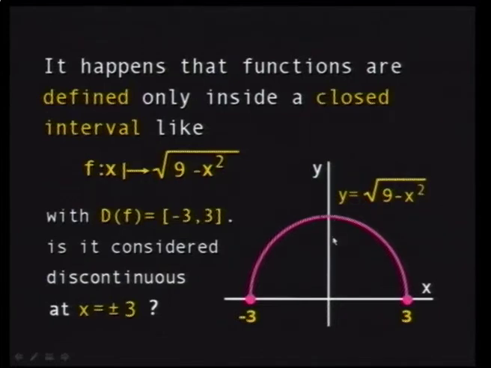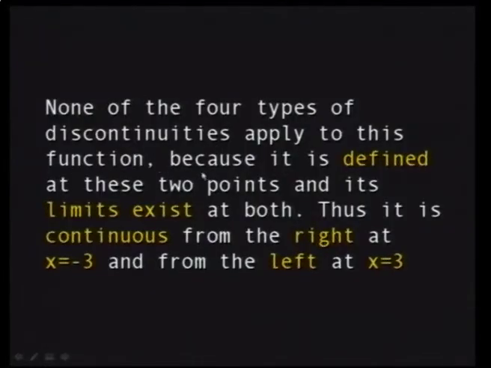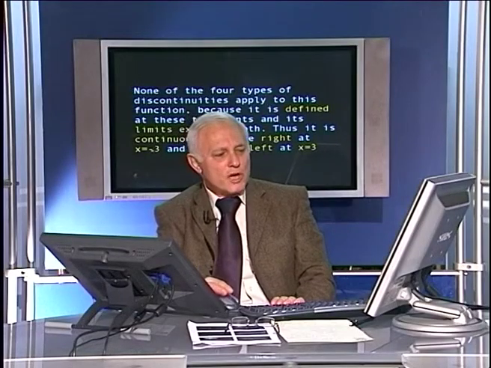Whereas for the points in between, the interior points, you can just check the continuity based on the preceding theorems. So we are asking the question, is this function discontinuous or not? No, we say it is continuous. Why? Because, as I said, none of the 4 types of discontinuities apply to this function. It is defined at these points, it has the value 0 at 3 and minus 3. From the right at minus 3, it approaches 0, and from the left as x approaches 3, it approaches 0 also. So you can say that the function is continuous at these points.